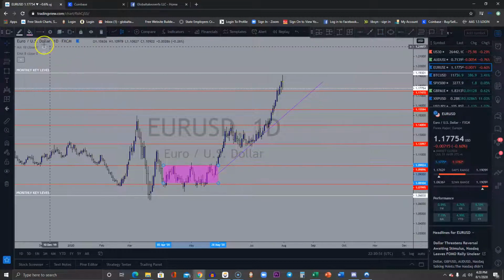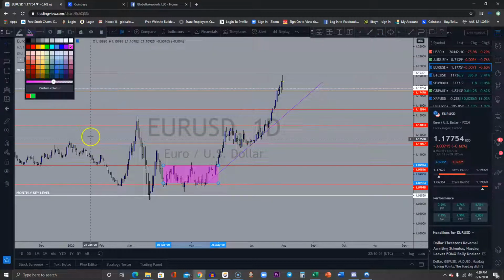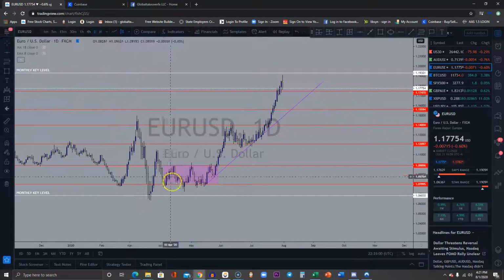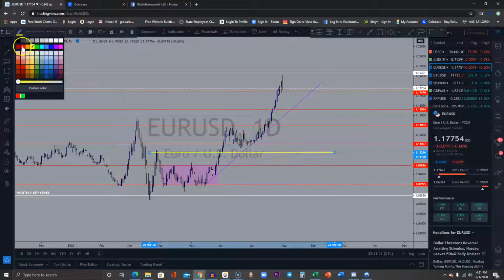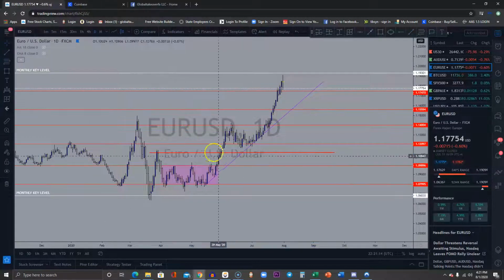Let's change the color on that, it's a little too dark. We'll say there. So that's going to be my structure point right here on the daily chart. That's going to be my break of structure right in there. We'll go red for that one. So there's my break of structure on my daily chart right here. As you guys can see, formed.